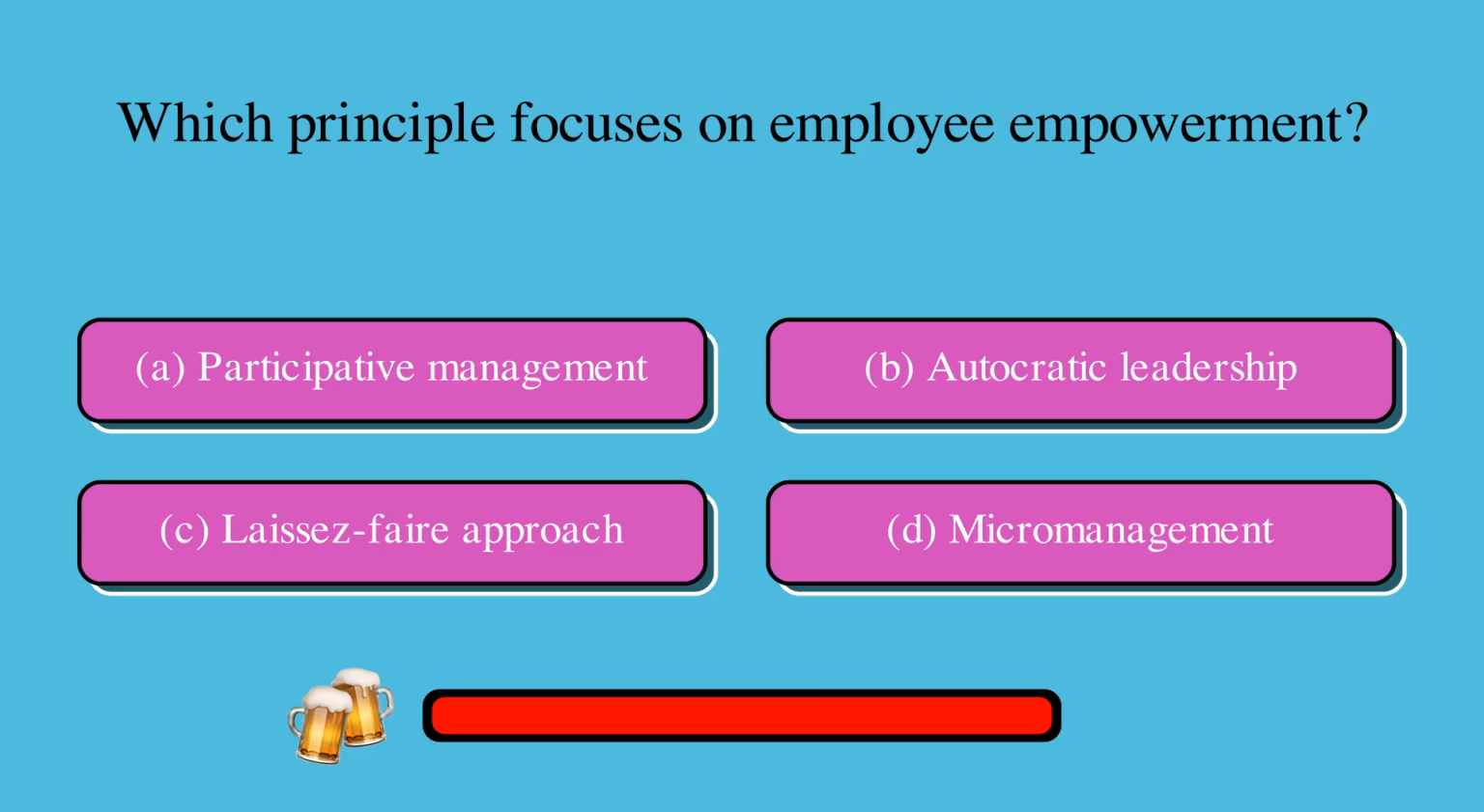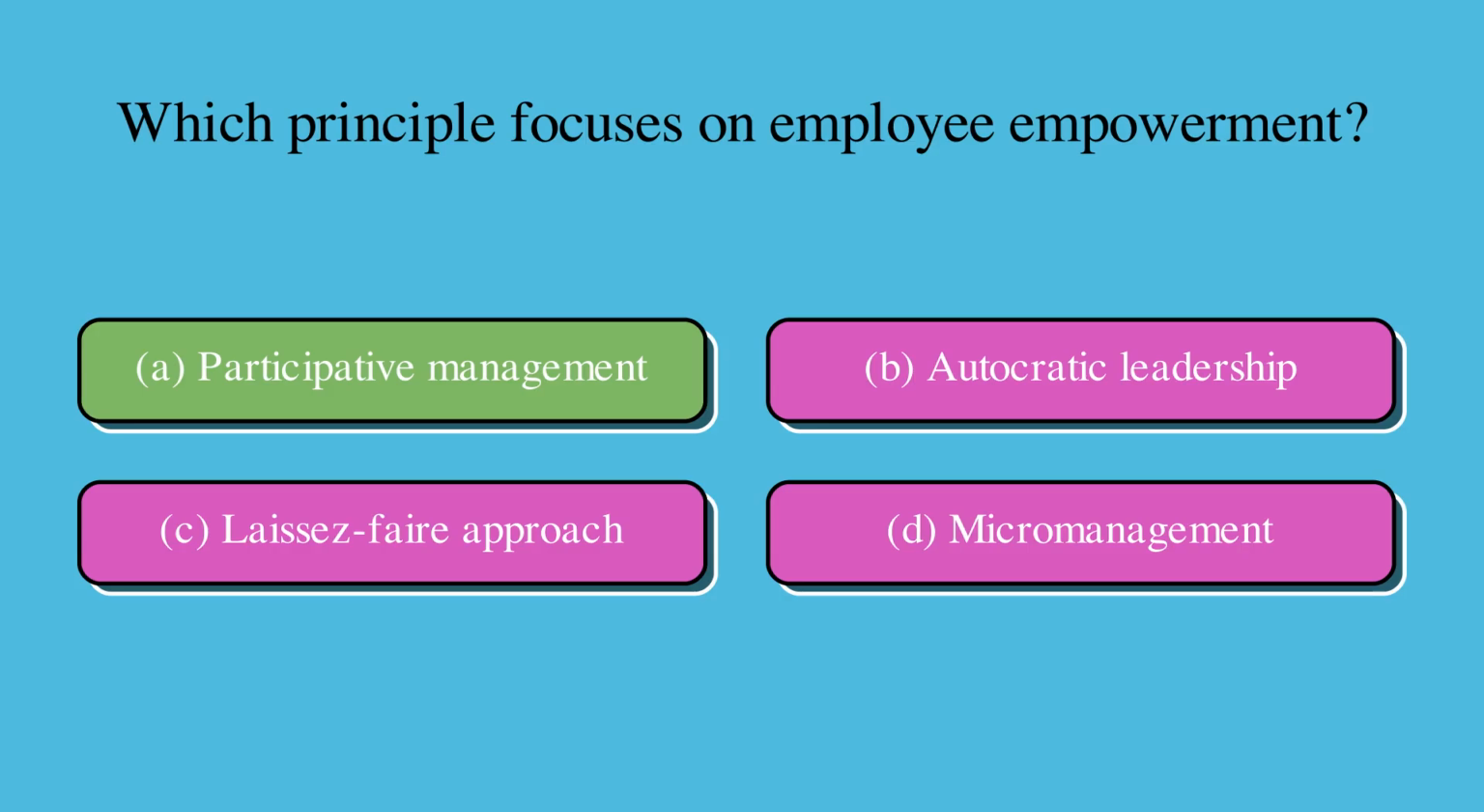Which principle focuses on employee empowerment? Is it A, participative management, B, autocratic leadership, C, laissez-faire approach, or D, micromanagement? The correct answer is A, participative management.